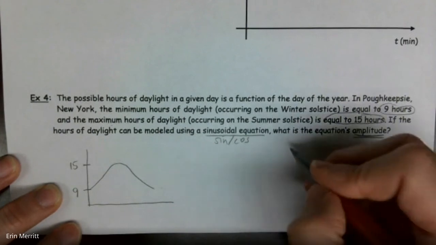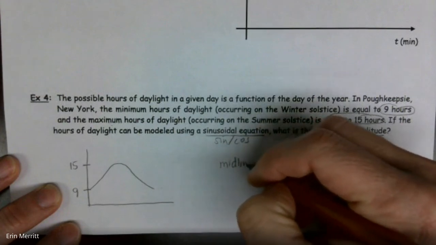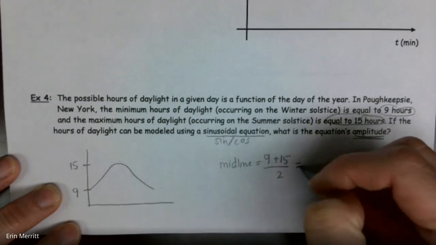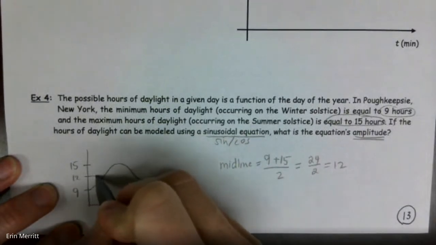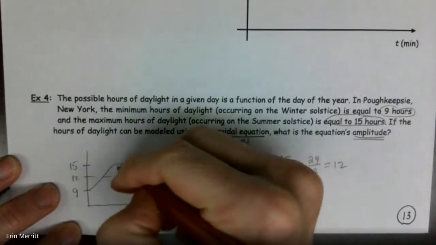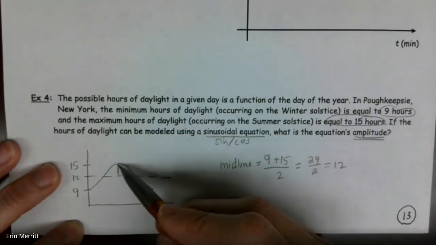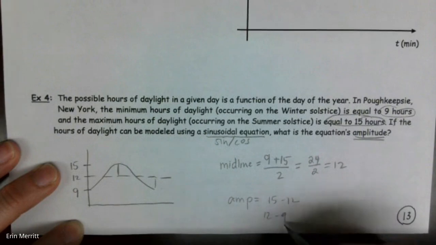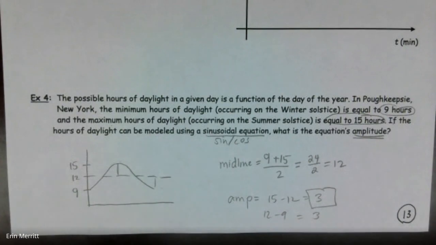Well, the amplitude is the distance from the midline to the top or the midline to the bottom. So first things first, find the midline. The midline is the average of the min and the max. If I add those together, that's going to give me 24 over 2, or 12, which makes sense. That would go right through the middle. And now the amplitude is that little distance right there. So the amplitude would be the difference from 15 to 12 or from 12 to 9, but either way, you'll get that same answer. That would be the amplitude of 3.